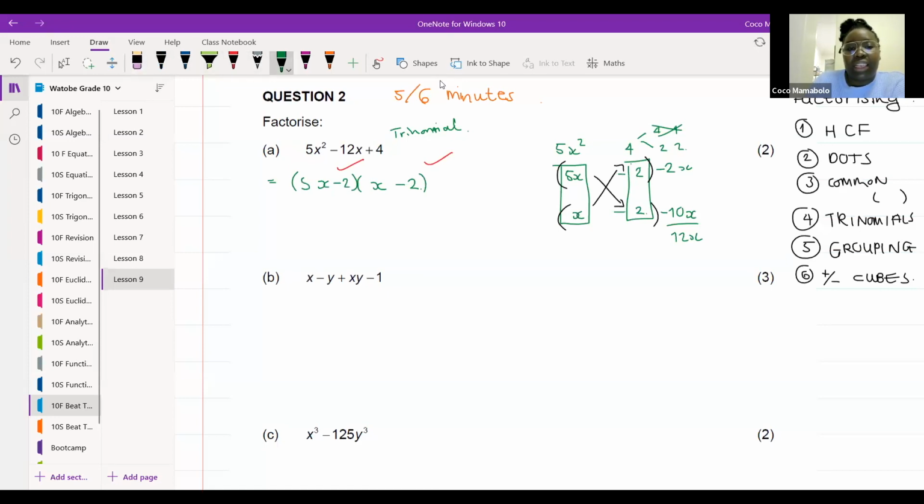Unfortunately, if you get at least one thing wrong, like let's say, for instance, you put a plus there, you cannot get that mark. We're going to deduct a mark. Even if your factors are correct, they must be 100% correct in order for you to get the mark.